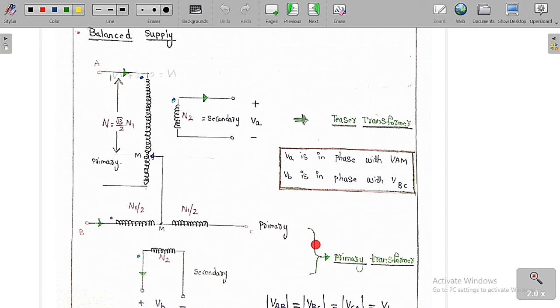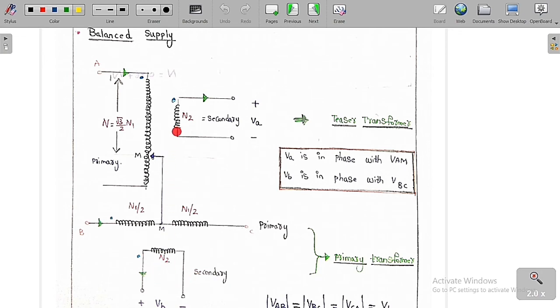For the main transformer, this is the primary winding, and we are going to make the primary winding into two halves. The total turns in the primary winding is N1, but we are going to make it into two parts, N1 by 2 and N1 by 2. This is the secondary of the main transformer, and the number of turns is N2.